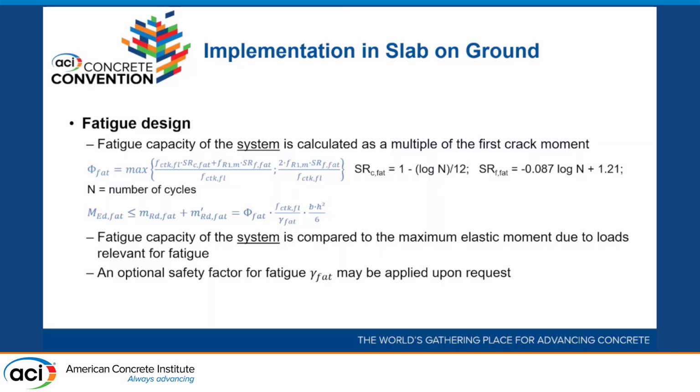These are the definitions. This is the equation that we saw before. That's the equation for cracked, and N is the number of cycles. That gets plugged into this equation for the moment capacity of the system under fatigue loads: stress times section modulus times the factor for fatigue. That's how we incorporate it into our model. We're able to plug this directly into the equation in the model that we already have and have been using for years. As I said earlier, an optional safety factor for fatigue, we can incorporate that if that is desired.